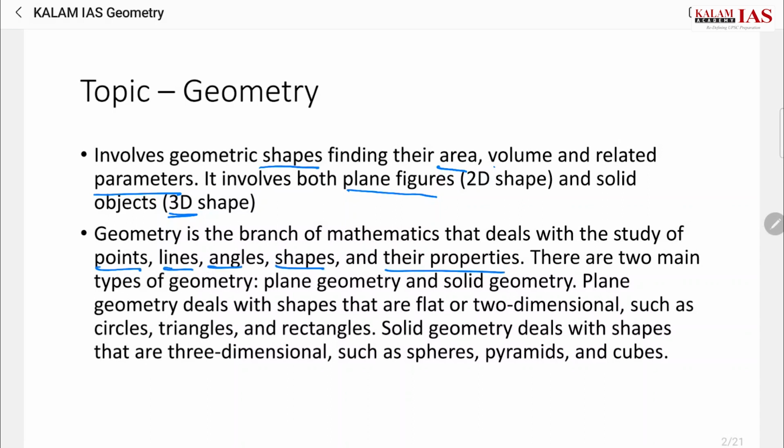There are two main types, again, as we have seen, plane and solid. Plane is various shapes like circle, square, rectangle, etc. And solid includes sphere, cubes, like cube is something like this. I'm sure you must have seen, or cylinders, which are basically three-dimensional.